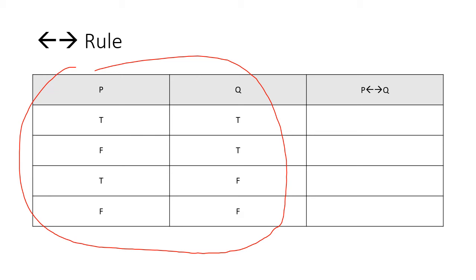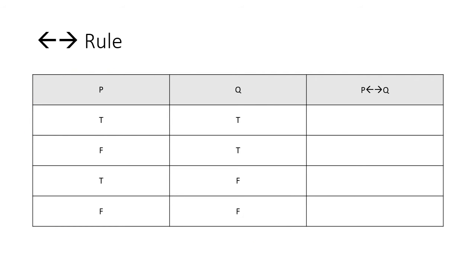I won't circle all of them this time, but you'll just have to look for yourself that you got true, true, false, true, true, false, false, false. So those are all the different possibilities of combinations that we could have.